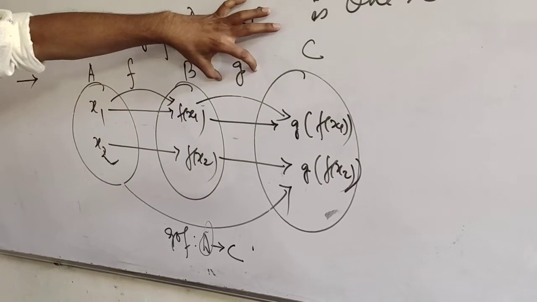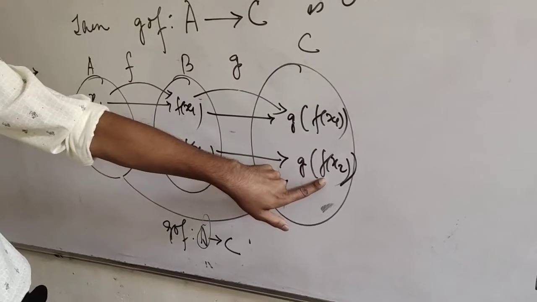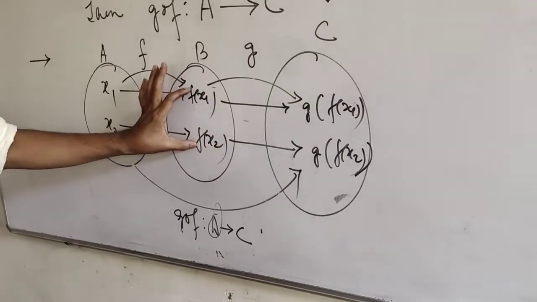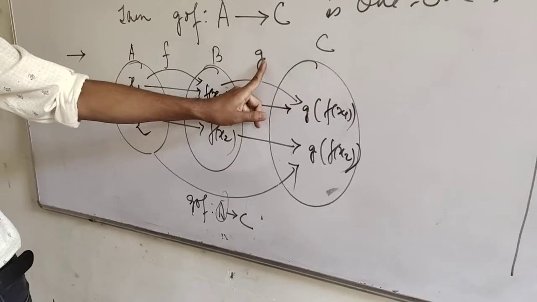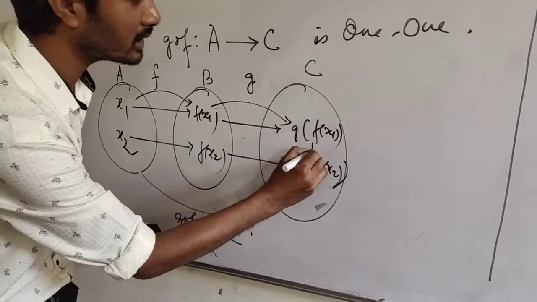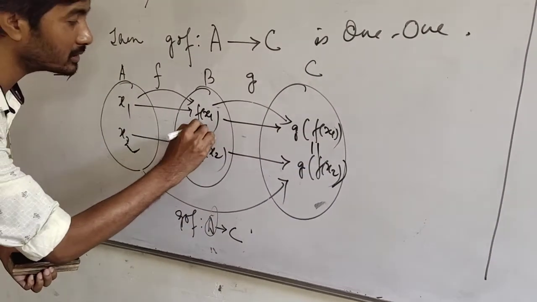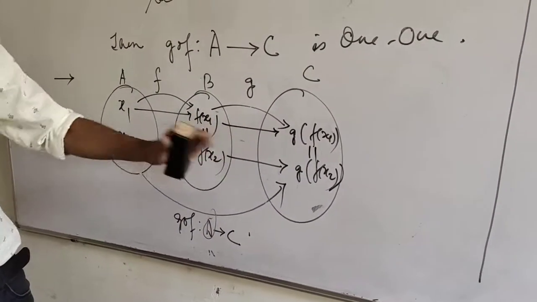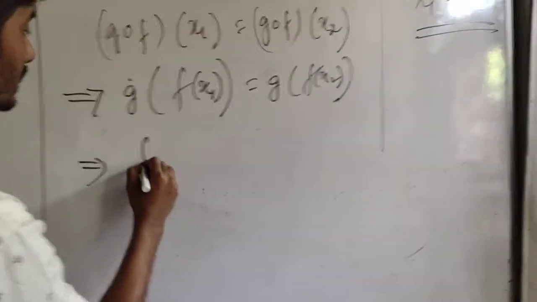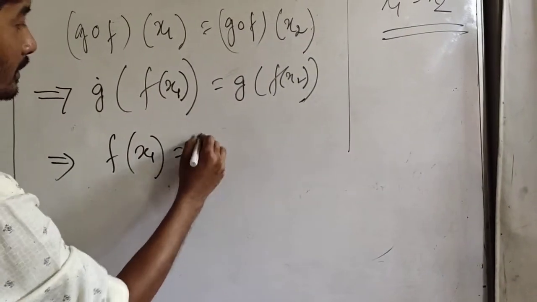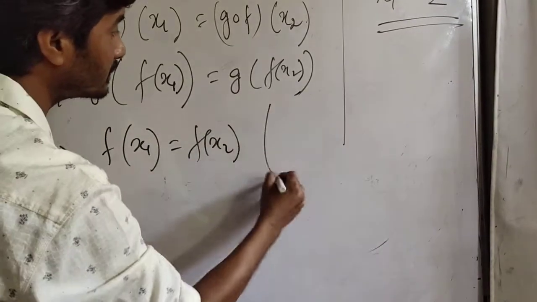Now, this z function is a one-one function, so whenever these two images are the same, therefore the pre-images must be the same. Since z is a one-one function, if these two are equal, we must have these two values equal by the definition of one-one function. Therefore this must imply that fx1 equal to fx2. The reason is that since z is 1-1.